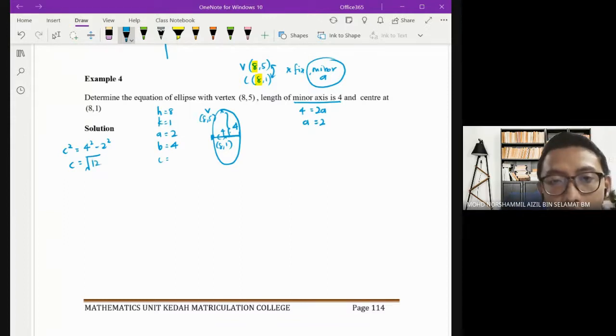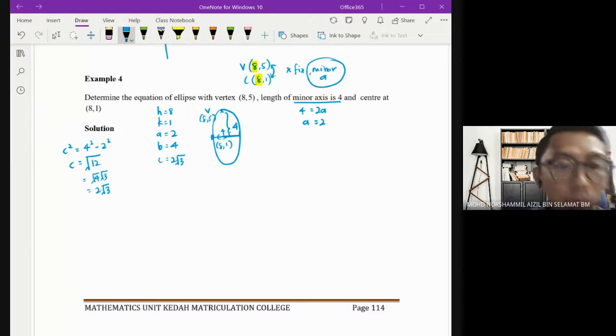Set 12. So set 12 is set 4 times set 3. So 2 set 3. Tak ada masalah. C is 2 set 3. Kalau lah tiba-tiba soalan tambah: find the point of the foci. Kita boleh calculate lah foci itu apa kan.